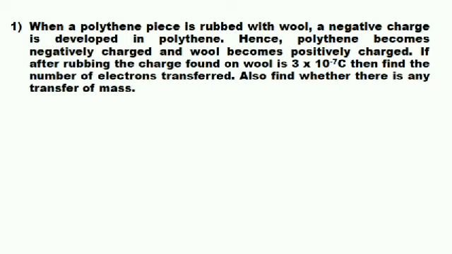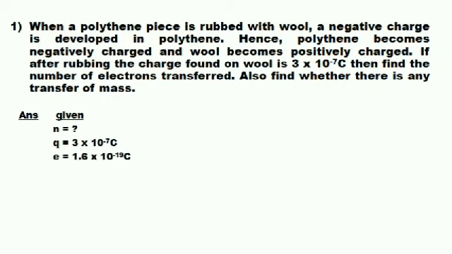So first, what you need to do is write the given data. n is unknown. We need to find the number of electrons. Q is given, 3 into 10 raised to minus 7 coulomb. This is the charge present inside the wool. That is why it is given as a positive charge. If it is given for the polythene, then it will be negative, negative 3 into 10 raised to minus 7. So as wool is positively charged, Q is equal to 3 into 10 raised to minus 7 coulomb.